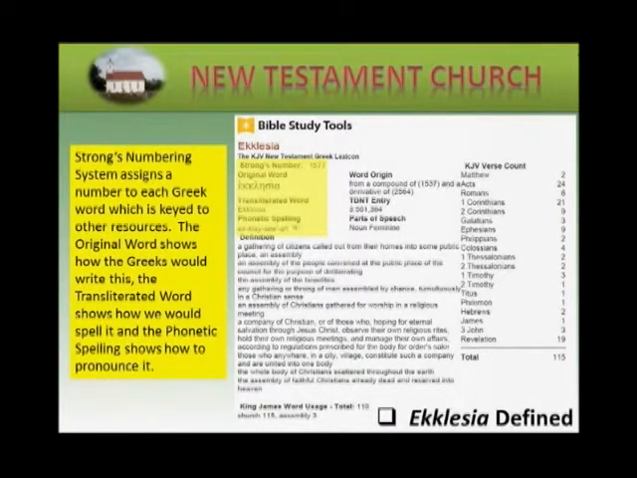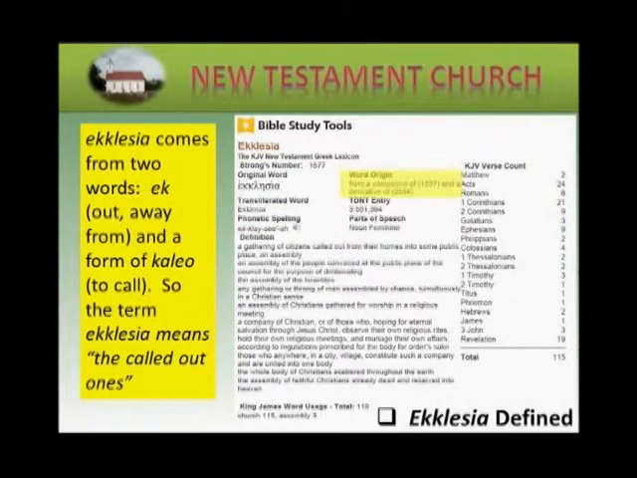So let's take a look at the next section here on our chart. And this is talking about word origin. You can really tell a lot when you're defining a term when you look at where the word came from. And ekklesia comes from two different words. The first one is ek, which is a preposition. It means out or away from. And then it has the form kaleo, which means to call. So ekklesia means the called out ones. And you can see that from the word origin.